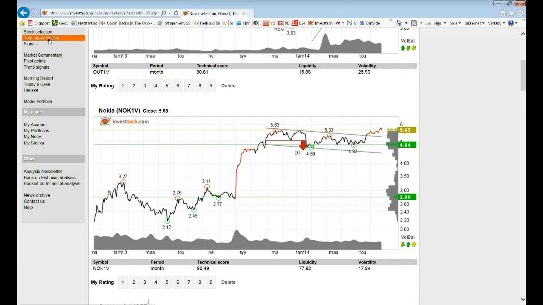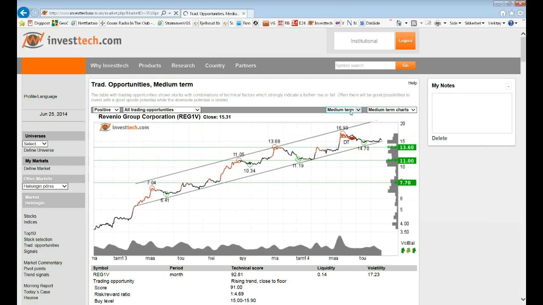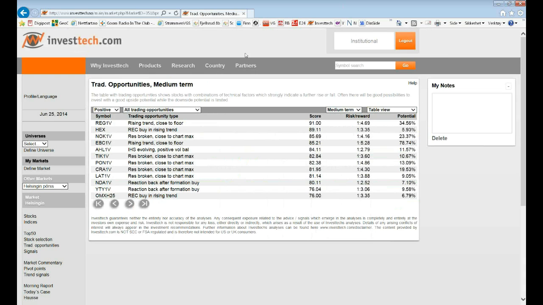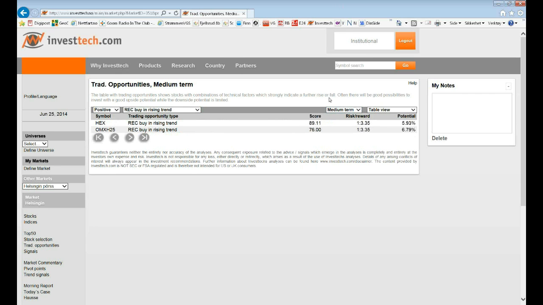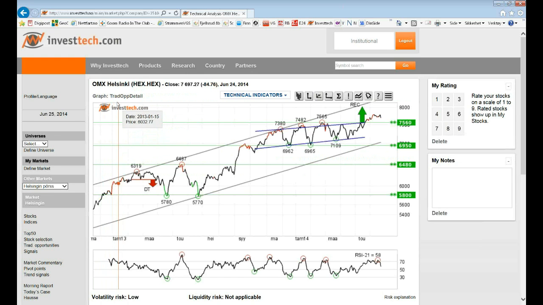Next, we will go to trading opportunities, another tool at the professional level. Go to table view, and you can select the stocks based on the specific needs or the investment opportunities you're interested in. As we've seen, the rectangle formation is a nice tool, and here we can look for rectangle buy in a rising trend. You can go for medium term, and you can click on a ticker, and then you will see the OMX Helsinki index is a trading opportunity. We've already gone through the OMX Helsinki, but this way you can sort out the right trading opportunities based on your needs. As you've seen from the research, the rectangle formations have a statistical chance of 67% of going up to the objective.